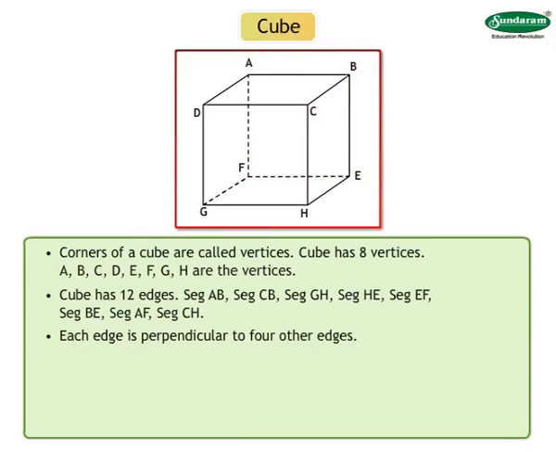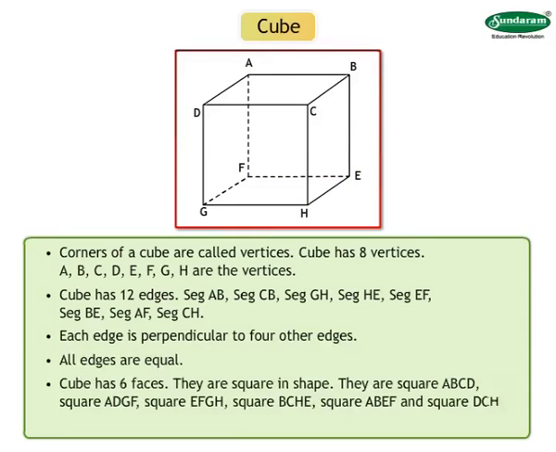Each edge is perpendicular to 4 other edges. All edges are equal. Cube has 6 faces. They are square in shape. They are square ABCD, square ADGF, square EFGH, square BCHE, square ABEF and square DCHG. The area of all these square faces is equal.